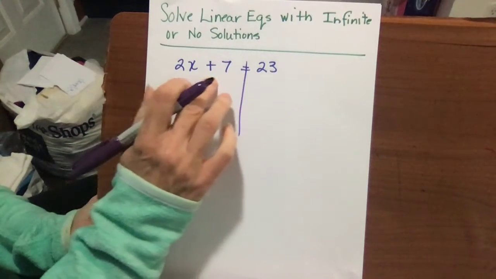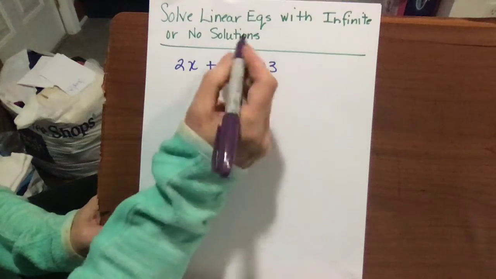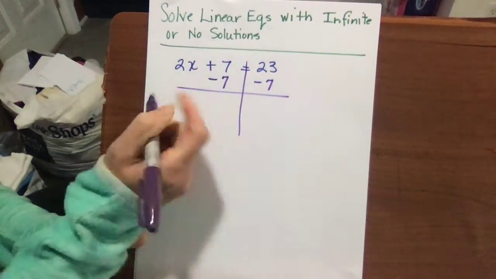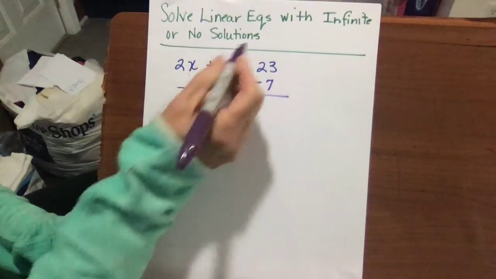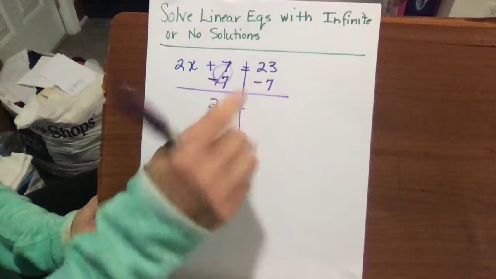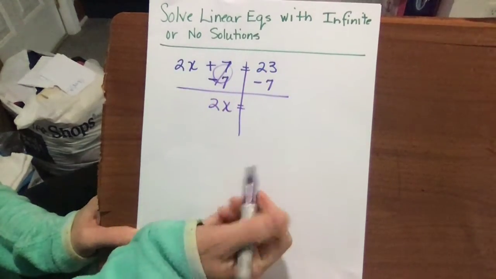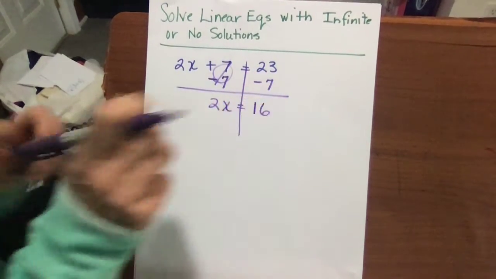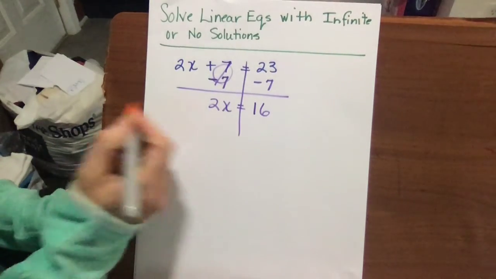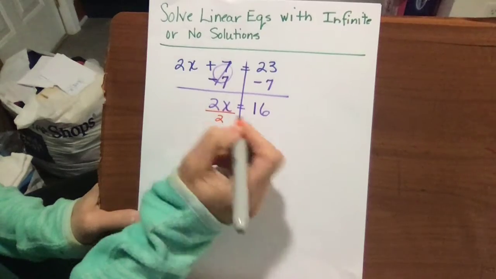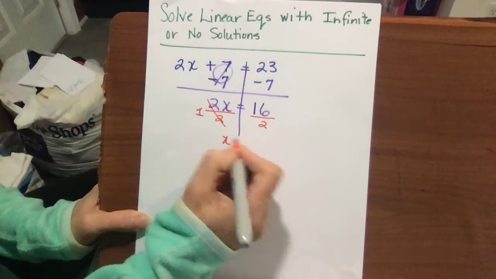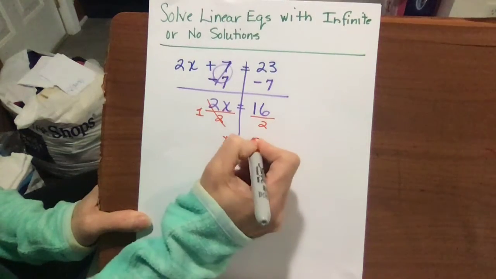Now, because we have 2x and we're adding 7, we're going to bring the 7 to the other side by doing the opposite operation of what you see. So positive 7 minus 7 goes to 0, and we're left with 2x equals 23 minus 7, which is 16. Now we're going to divide by 2 because it's 2 times x. To release the x, we divide by 2 on both sides. 2 over 2 is 1, leaving us with x equals 16 divided by 2, which is 8.